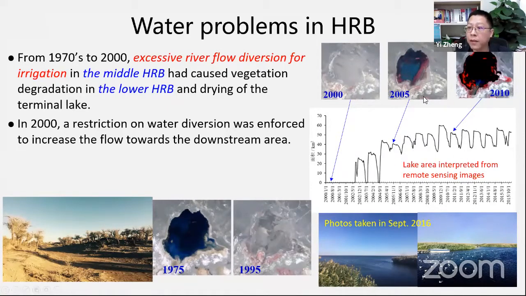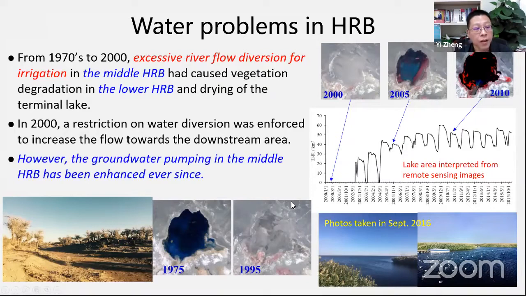From the year 2005, the river is almost recovered. The lake was recovered, and the lake area was kept stable at the level of 5 square kilometers. These pictures were taken by myself in 2016. Very beautiful for tourists. But the groundwater pumping in the middle HRB has been enhanced ever since, because the farmers found there's not enough surface water for diversion. Then they started to increase their pumping. Overall, this basin has a very typical and interesting human-water nexus of arid inland areas around the world.